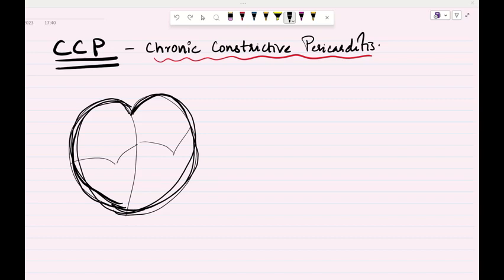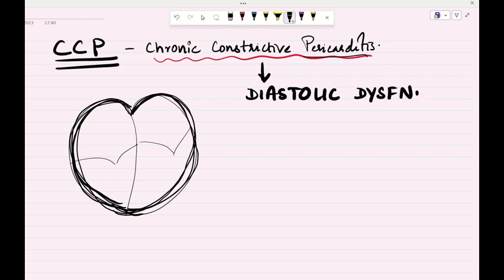Now we'll be talking about chronic constrictive pericarditis, which is CCP. The main feature you have to know, just like the name says, is pericarditis. There is some problem with the pericardium. What is happening here? You have a very thick, stiff pericardium, which is not allowing the heart to expand in diastole, to fill. So there is a filling defect. We call it diastolic dysfunction. So chronic constrictive pericarditis is nothing but a diastolic dysfunction.